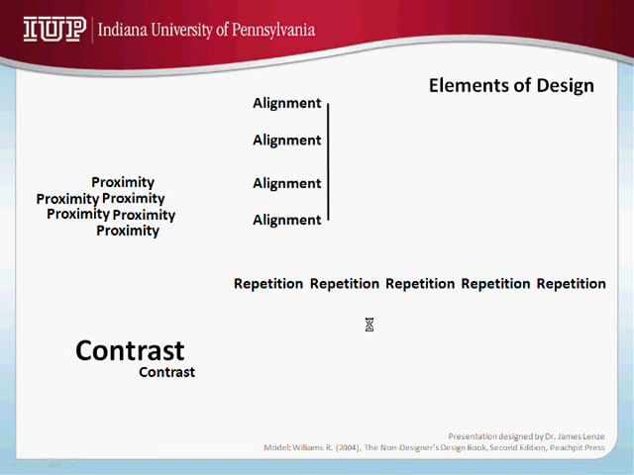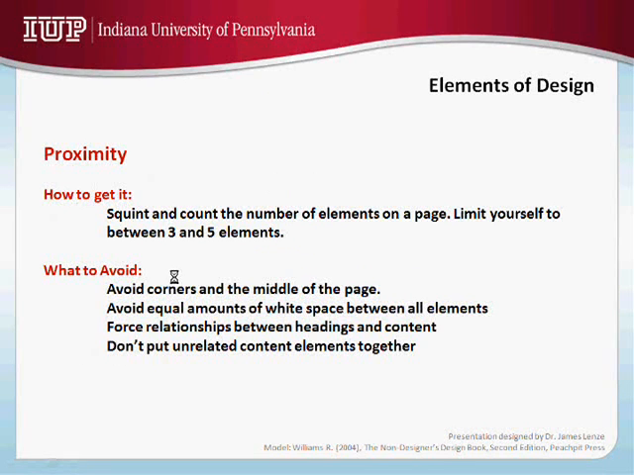These are the elements: proximity, alignment, repetition, and contrast. First, we're going to talk about proximity. Proximity. How do we get it? If you squint and count the number of elements on a page, you should limit yourself to between 3 and 5 elements, because if not, if you squint and look and see a big blob of words, that's not good. That means there's too much information on one slide.